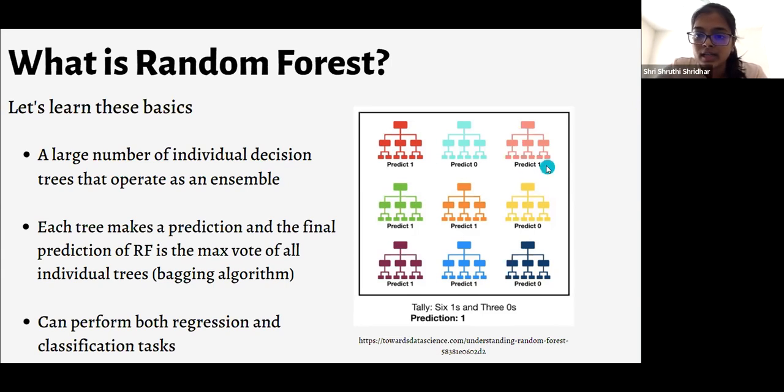So here on the right is just an example. Here we have nine individual decision trees, and we are trying to predict whether it's a 0 or 1. They can stand for any class. Let's consider this a binary classification, and we have six 1 predictions and only three 0s. So we go with the final prediction of 1 because that is the max vote.